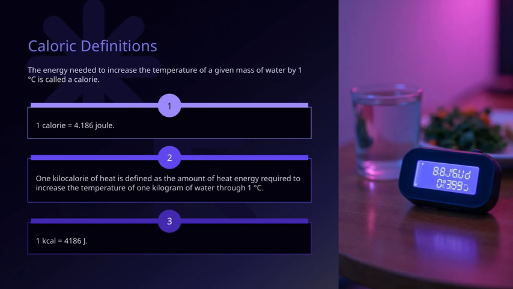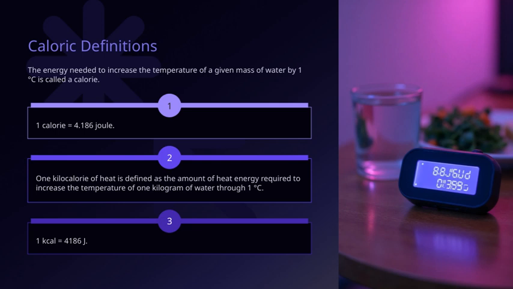Now, to clarify what a kilocalorie actually is, it's defined as the amount of heat energy needed to raise the temperature of 1 kilogram of water by 1 degree Celsius. This is a very practical way to measure heat energy because water's properties are well understood and consistent.